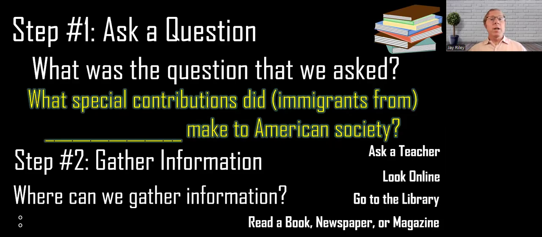We asked what special contribution did a person or a group of people make to American society? And then we went and gathered information. We said we could ask a teacher, we could look on the internet, we could go to the library, we could read a book, a newspaper, or a magazine. We also said that you might want to interview someone who's an expert on this field, or if you know someone who has immigrated to the United States, you might choose to interview that person.